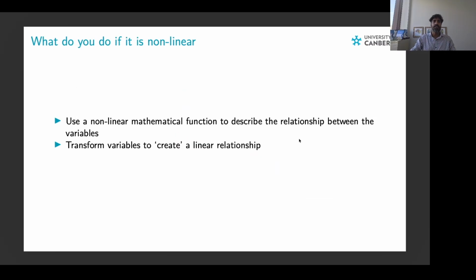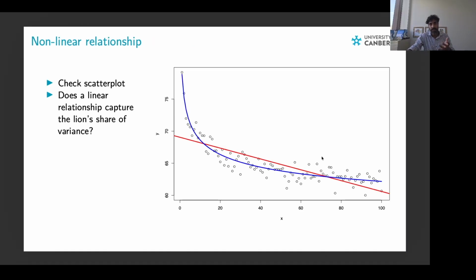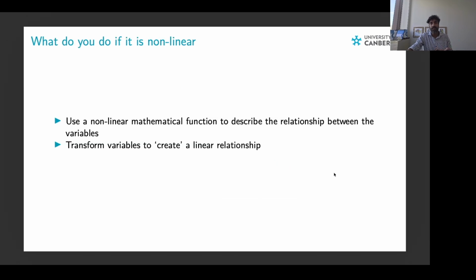So what do you do if your data is nonlinear? You use a nonlinear mathematical function to describe the relationship between the variables. So it's best to keep it nonlinear and use that nonlinear. Maybe a quadratic function is something you'd be looking into. Or, some people transform variables to create linear relationships.